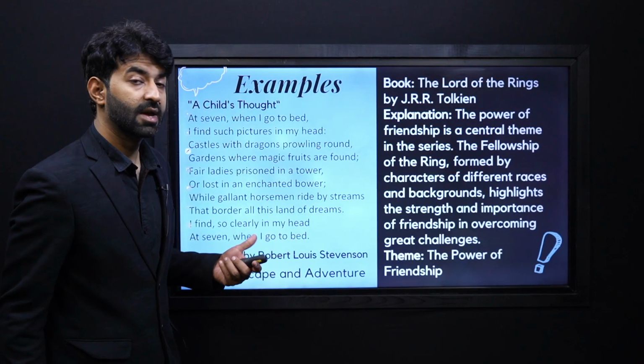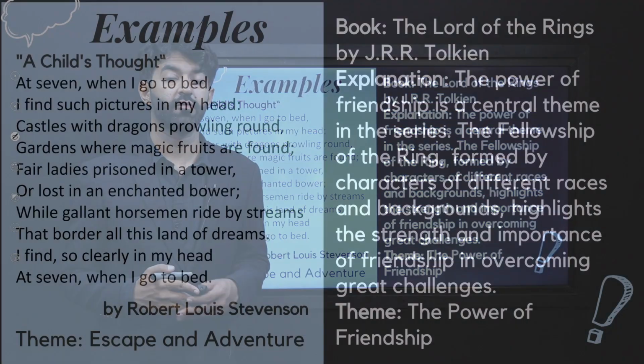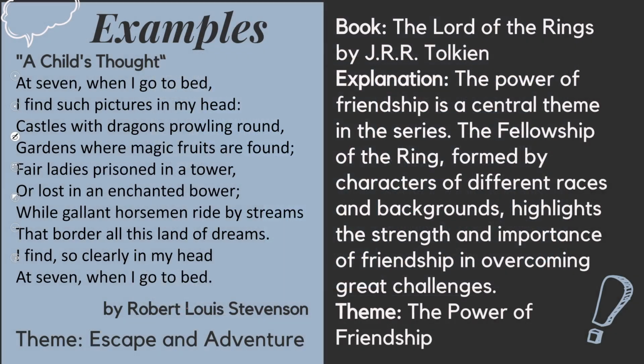Let's look at an example. Here we have an example from a poem and also from a prose or a text. So, this poem, A Child's Thought, we need to identify the theme. How will we do it? First, we will read this completely.